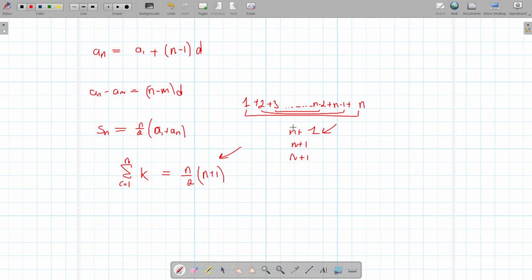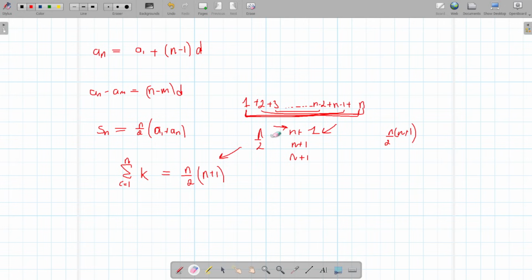How many numbers are you multiplying by this n plus 1? It's actually n over 2 numbers. Why is it n over 2 numbers? Because you're taking two numbers at a time. If you just put n times n plus 1, that's wrong. It should be n over 2, since we're taking two couples at a time.